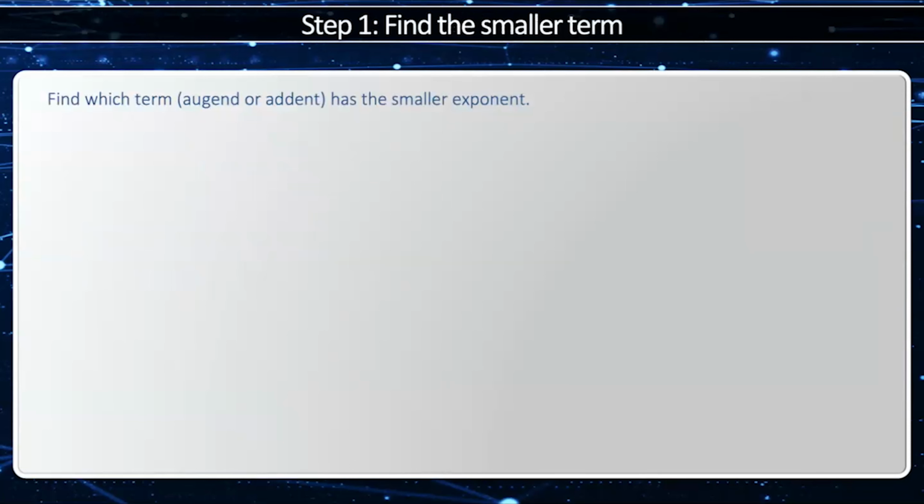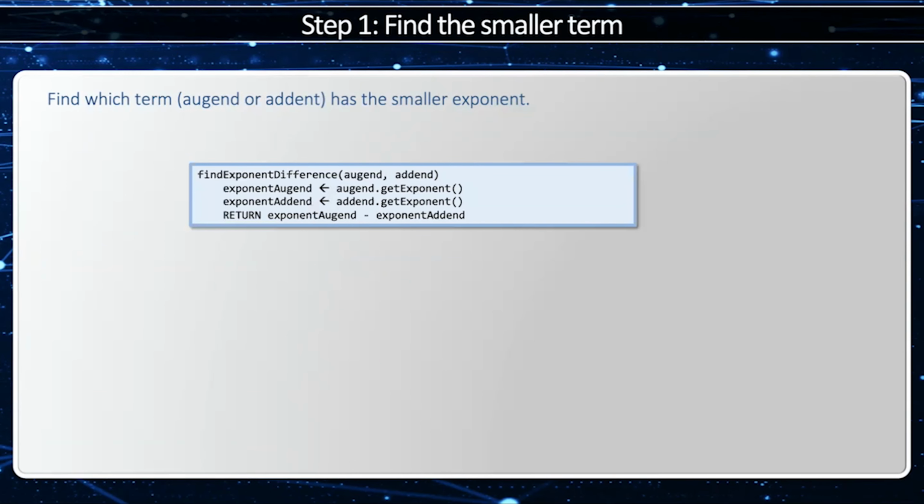Let's take a look at step one. We're going to find which term, the augend or the addend, has the smaller exponent. Our find exponent difference function is going to first find the exponent of the augend and then find the exponent of the addend, and then these two will be subtracted. Now notice I have my get exponent function.